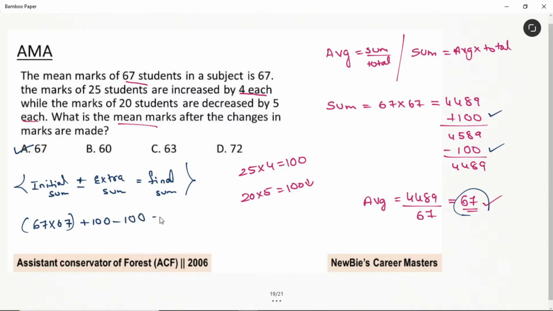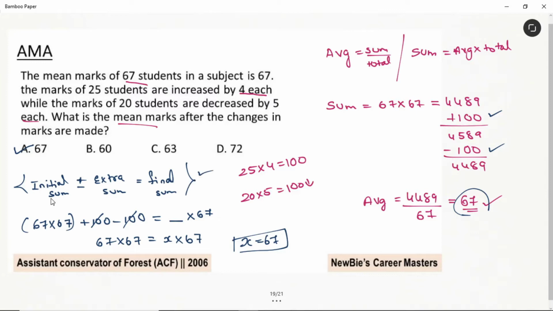What is the final average? Final average into 67, because 67 students are constant. That's why 67. Clear? Then plus 100 minus 100 will get cancelled. Now, 67 into 67 is equal to x into 67. No need of calculation here. You can directly say the x value is 67. That means the final average is 67. Am I clear, everyone? Remember this formula: initial sum plus or minus extra sum is equal to final sum.